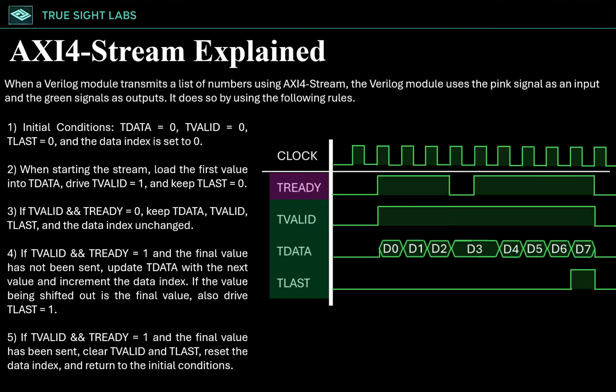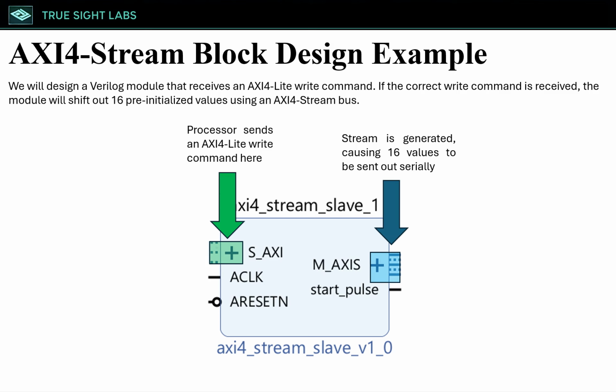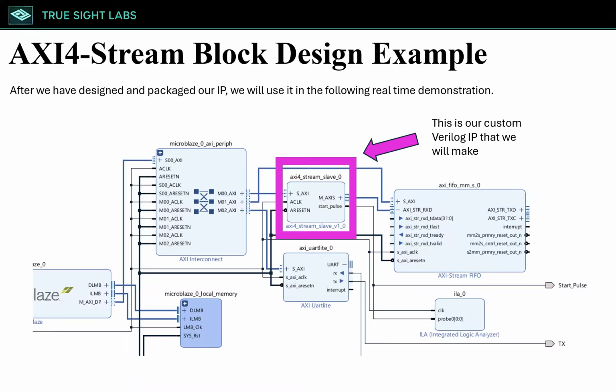to the initial conditions. We will design a Verilog module that receives an AXI4-Lite write command. If the correct write command is received, the module will shift out 16 pre-initialized values using an AXI4-Stream bus. After we have designed and packaged our IP, we will use it in the following real-time demonstration.